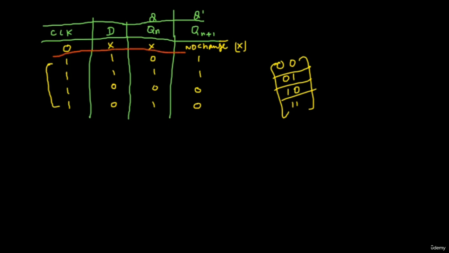Well, so let's start with this one. The D flip-flop solved our problem, and it's giving us the truth table. And now we're going to figure out what's going to be next. In this case, when the clock is inactive, as you can see here, the D is inactive for sure, the Qn is inactive, and Qn plus 1 is no change.